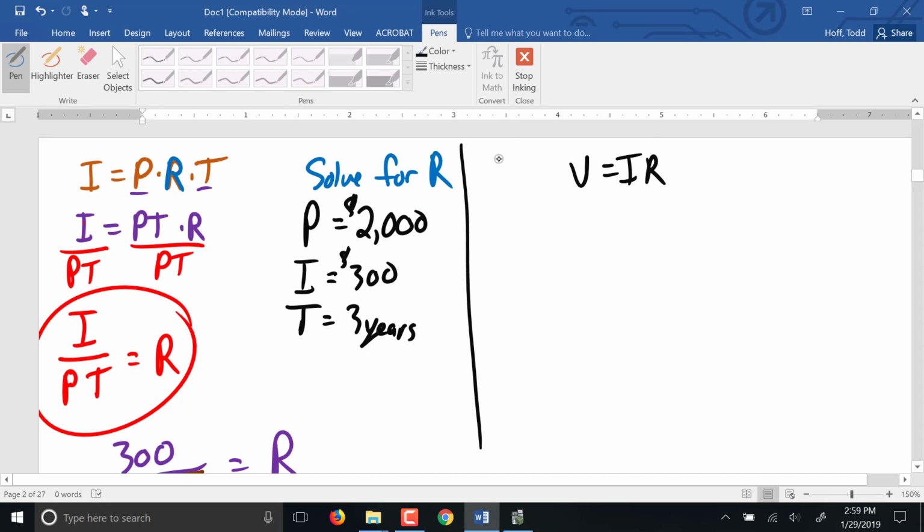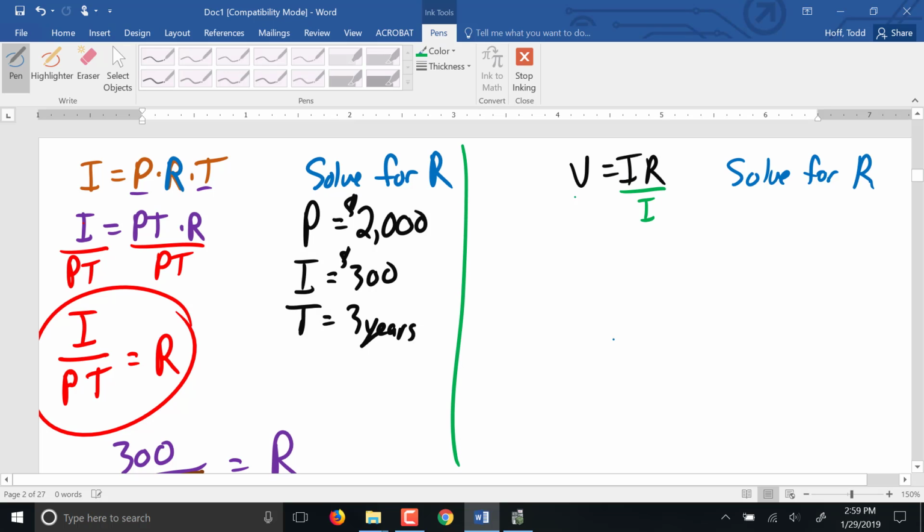Instead, I would take V equals IR and I would solve for R, because I'm going to be looking for R over and over again. I realize I solve for R in both of these. Anyway, to solve this for R, I've got to get rid of the I. I is multiplying R, so I just divide by I. So V over I equals R, or R equals V over I.